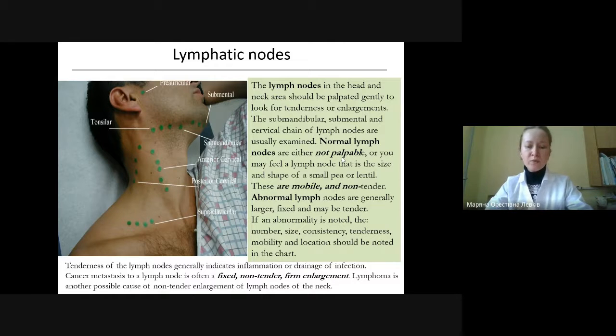Tenderness of the lymph nodes generally indicates inflammation or drainage of infection. Cancer metastasis to a lymph node is often a fixed, non-tender, firm enlargement. Lymphoma is another possible cause of non-tender enlargement of lymph nodes of the neck.